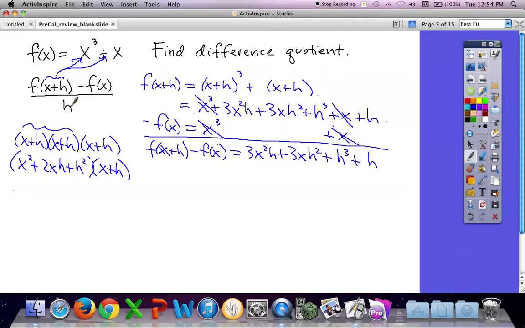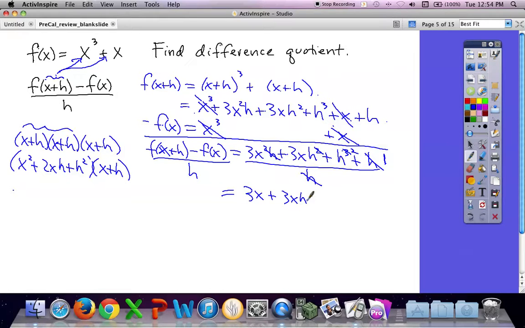And then divide by h. Because every term has an h in it on the numerator, they'll be able to cancel the denominator. This h will factor out with that h. It'll factor one of those h's, it'll factor one of those, leaving h squared. And it factors an h there, which leaves 1. h over h is 1. So what's left is 3x squared plus 3xh.